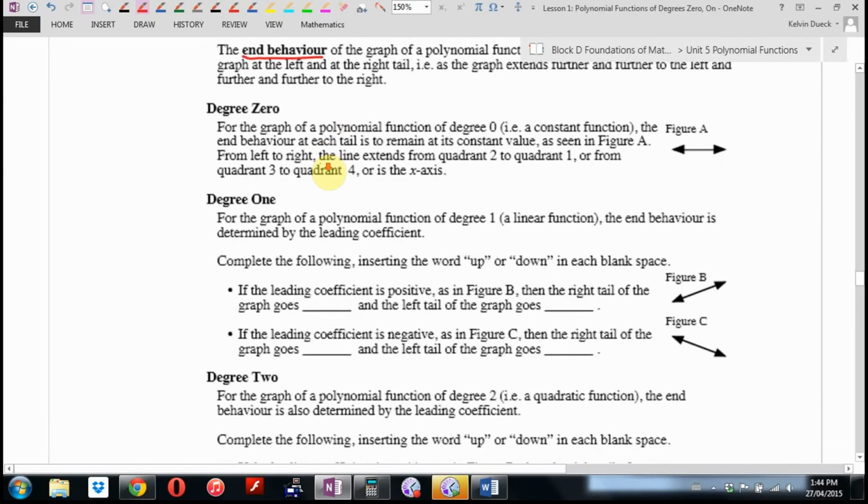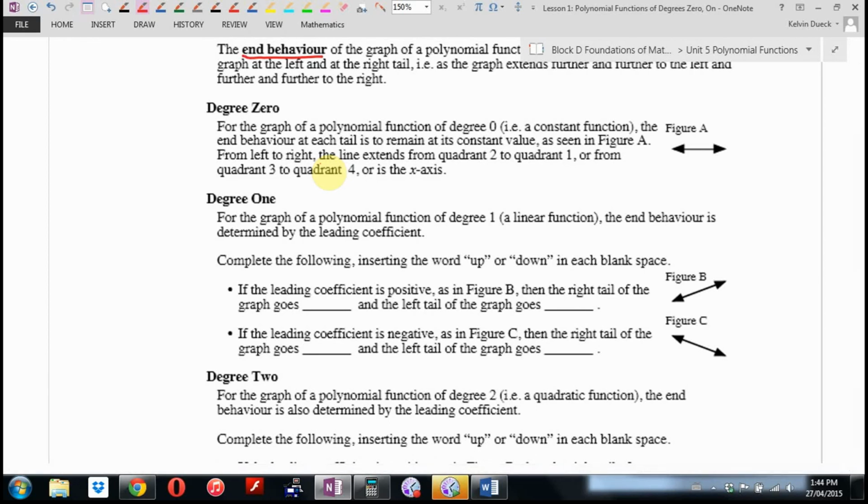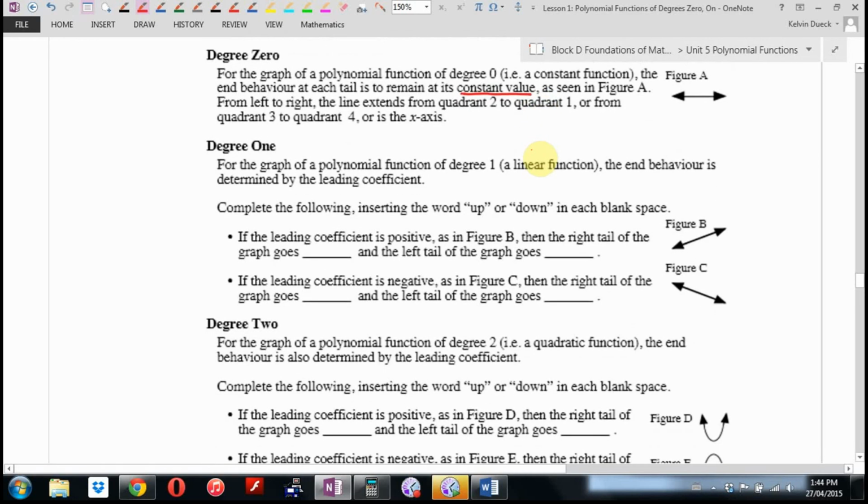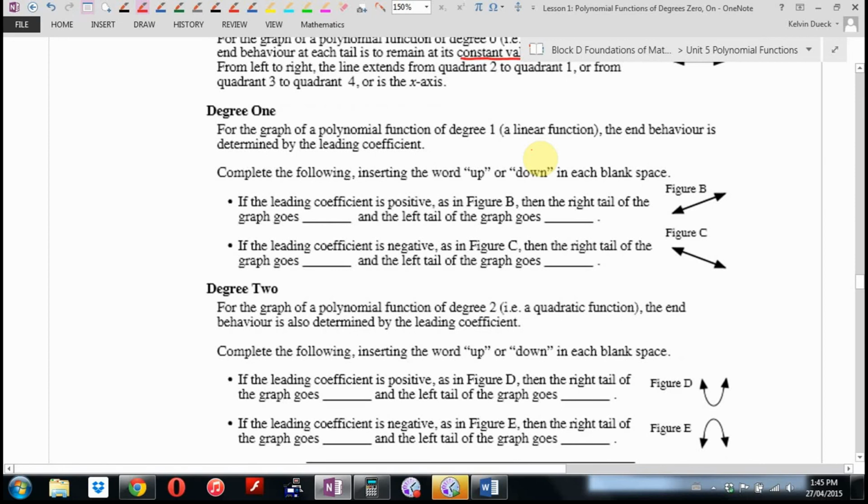Okay. So for degree 0, which was the constant function, a horizontal line, each tail just remains at its constant value. From left to right, the line goes that way. Degree 1, linear function which fits y equals mx plus b. The end behavior is determined by the leading coefficient.